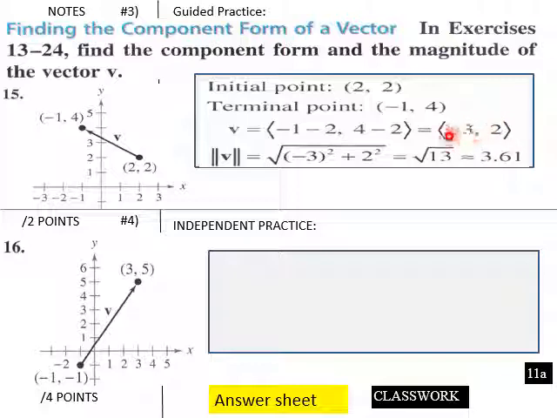This is our vector value here. And then to find our magnitude, we stick these underneath the radical, square both, add them, and then take the square root of 13. And there is our magnitude for this vector here. So the component form is here, and then here is our magnitude, which the magnitude of v would be 3.61.